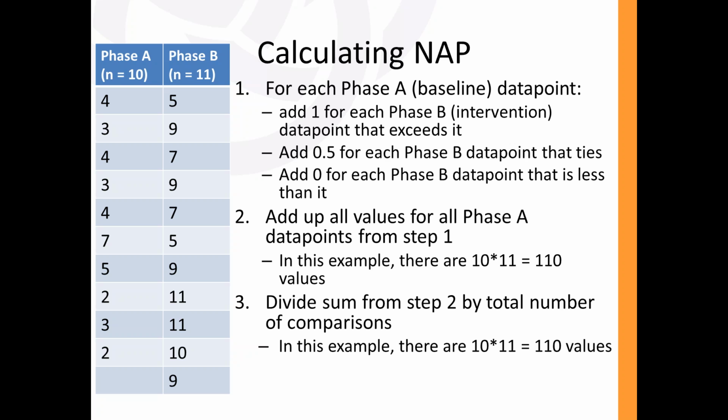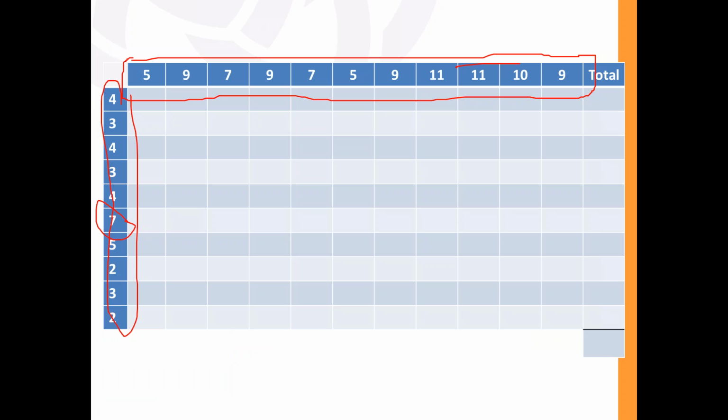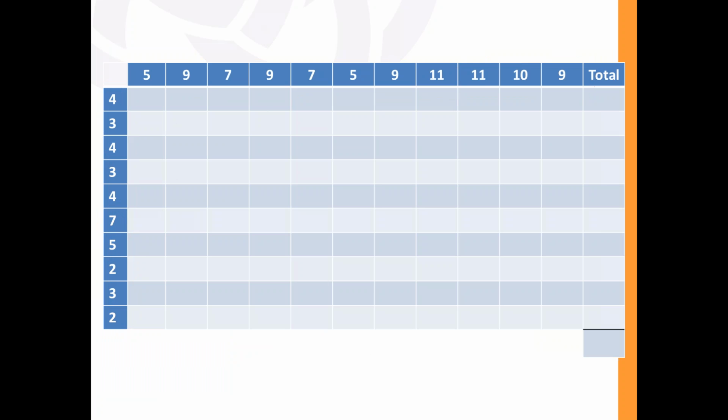So let's do the first one together, right? We're going to look at the first row, meaning the first baseline data point. So for 4, 5 exceeds it, so we add a 1. 9 exceeds it, that's a 1. 7 exceeds it. In fact, you can just scan it and see that they all exceed it, right? So here the total is 11. And then all that we do in this technique is do the same thing for each of the baseline data points. So next, go ahead, take a few minutes and do the rest.